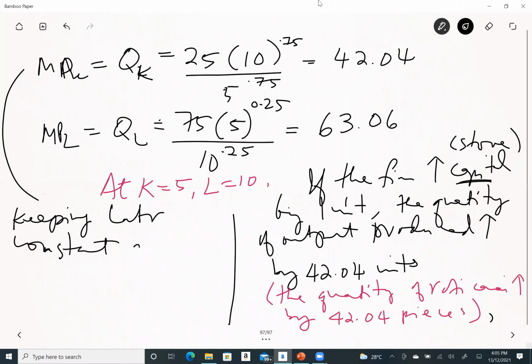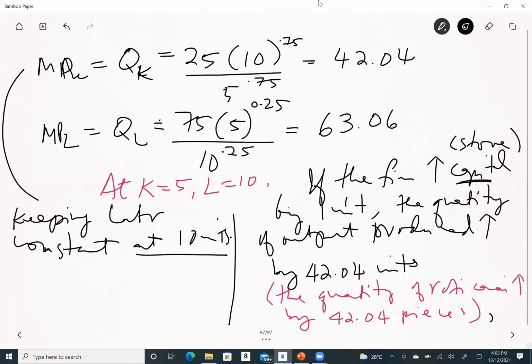Okay, constant at 10 units. Or you don't have to put the word 10, it's okay. Just keep labor constant because I already said at K equal to 5, L equal to 10. So given now capital is 5 units, you add one more. That means now you have 6 capital. By doing that, I can produce 42 more roti canai. Okay, is that clear? Any question? All right, good.